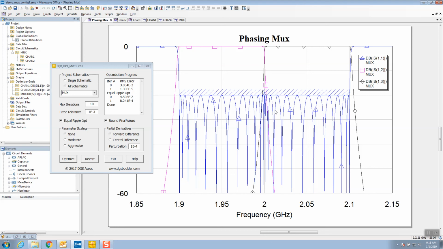So it's obviously possible to design contiguous diplexers and multiplexers, and there's really no limitation as far as EQR opt is concerned. We can have any number of channels, any number of variables, and because the process is so robust and stable, I think just about any design is possible.